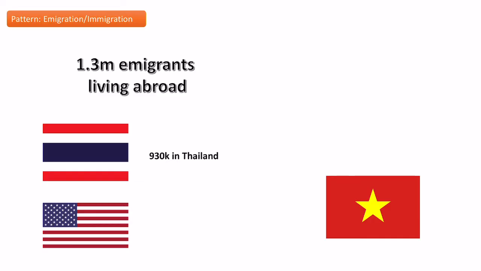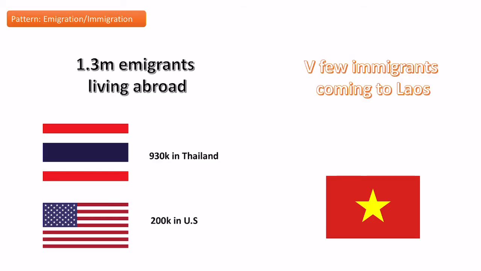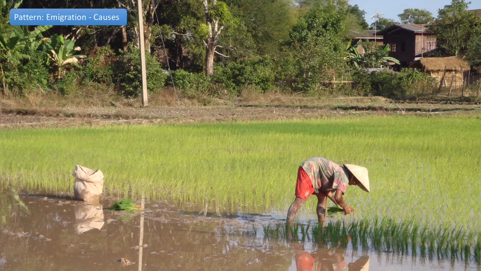We mentioned just then that lots of people will be living in Thailand. There are 1.3 million Laotians living abroad. Most of those are in Thailand, but there will also be a significant group in the US. Very few people come to Laos, with the major group being 10,000 from Vietnam, which is in the Southeast Asian region, and therefore is close enough. But we can see here that most people are leaving and going abroad, and not many people are actually coming to Laos for any opportunities.